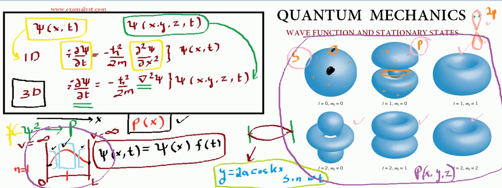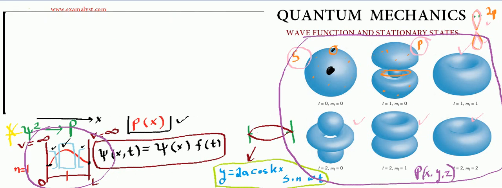Let me rub this all out so that I can explain to you why probability is independent of time. This will be another question. So the question is, if I break the wave function, which is a function of space and time, into a wave function which depends only on space and a function that tells me time, then I claim that the probability is independent of time.